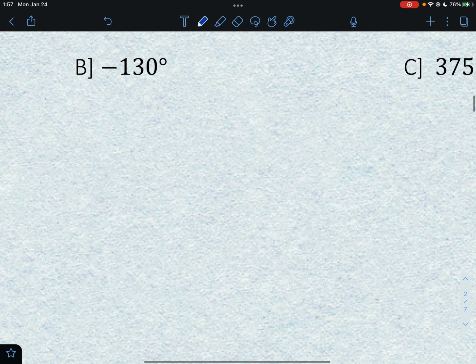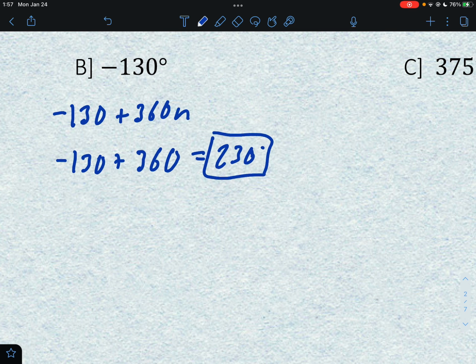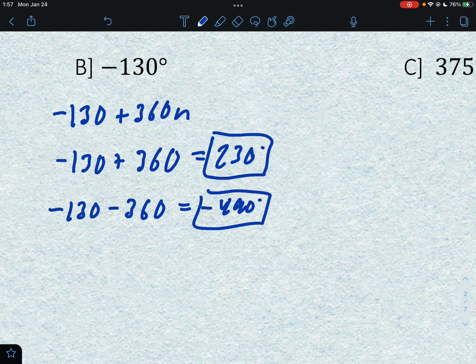Question B, negative 130. So that would be negative 130 plus 360n. That would be all angles. All right, now a little bit of a shortcut here. Really, all we're doing is we're going to add 360 to this. And that would give us 230. And that's our positive answer. And subtract 360 from this. And that's negative 490, sorry. And that would give us our negative answer.